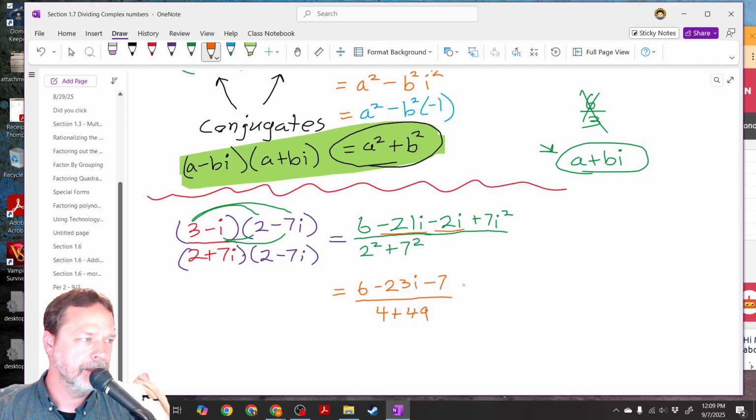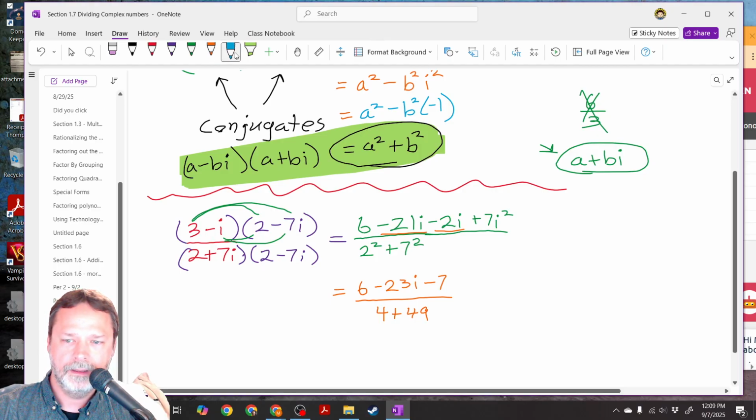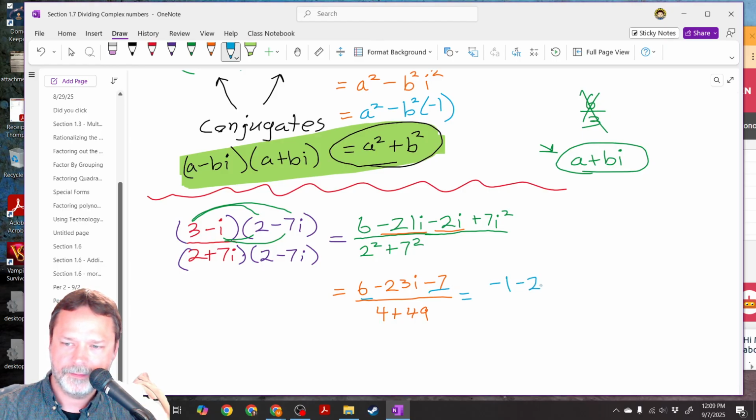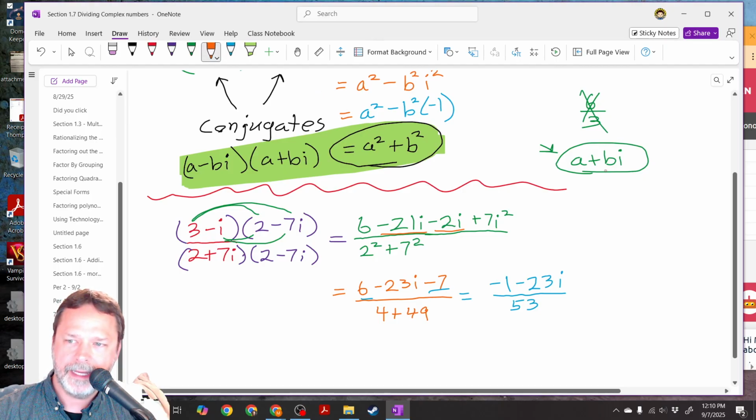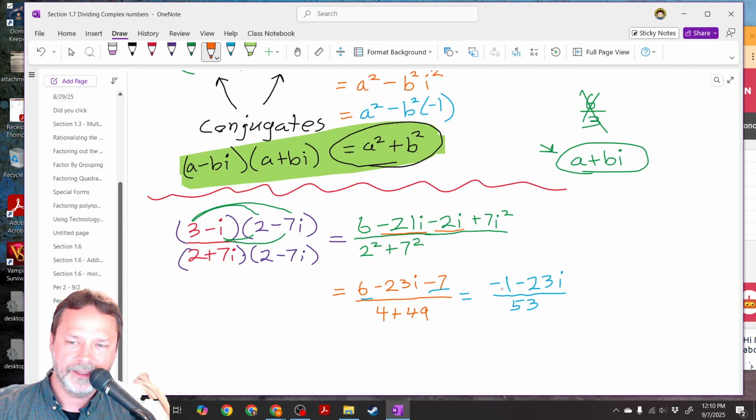And then I think we will keep going. Let's see here. So 6 and negative 7 combine to negative 1, minus the 23i, all over, that's 53. If there's a common factor in top and bottom, we could simplify it, but there isn't. So here's what we're going to do. This is almost a plus bi, but it's not quite. We need to distribute the dividing by 53.